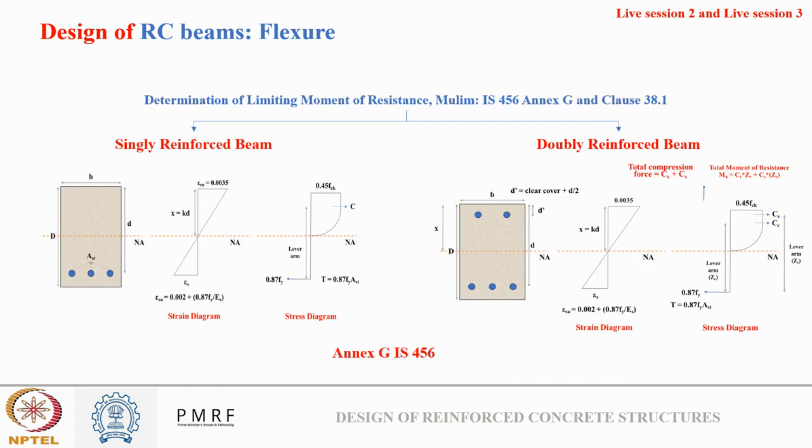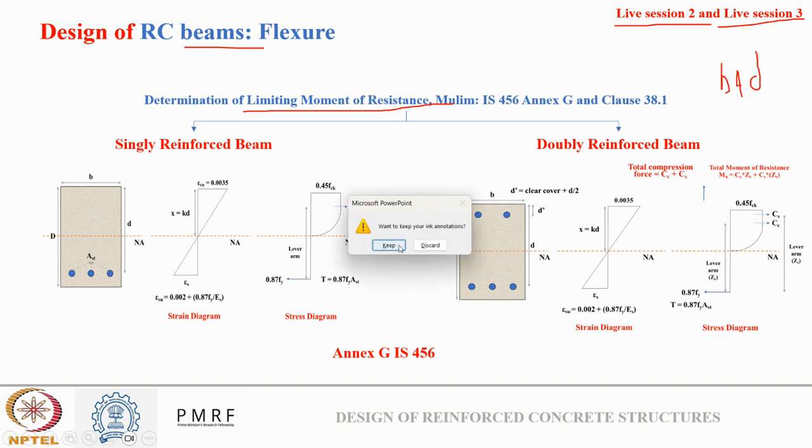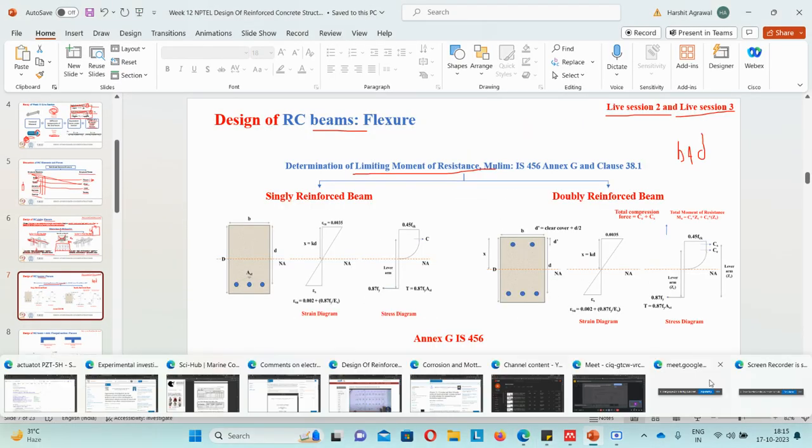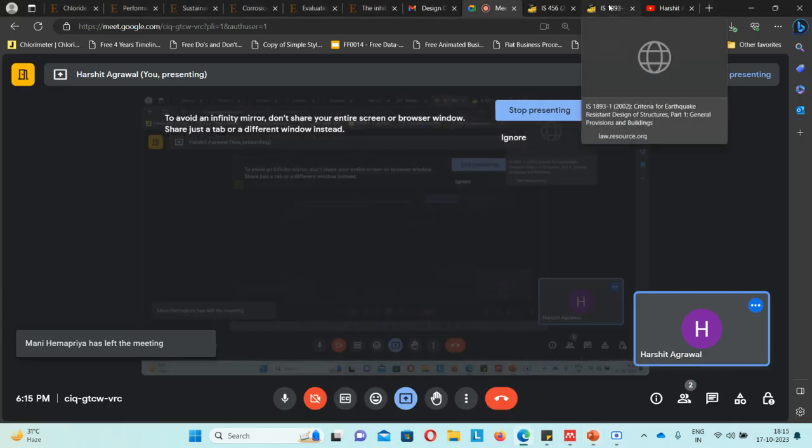Okay, now from slab we move to beams. So beams are the supporting elements of the slab, and how we design for them. The design part we learned in live session 2 and 3. So the first case is to determine the limiting moment of resistance. Suppose I know the dimensions of my beam. Okay, and I know the grade of the concrete and the grade of the steel I am using. So as per Annexure G of IS 456, I can just keep that also in the loop.